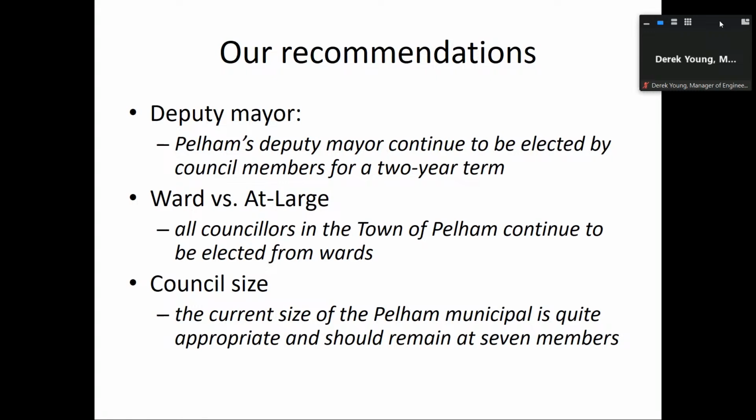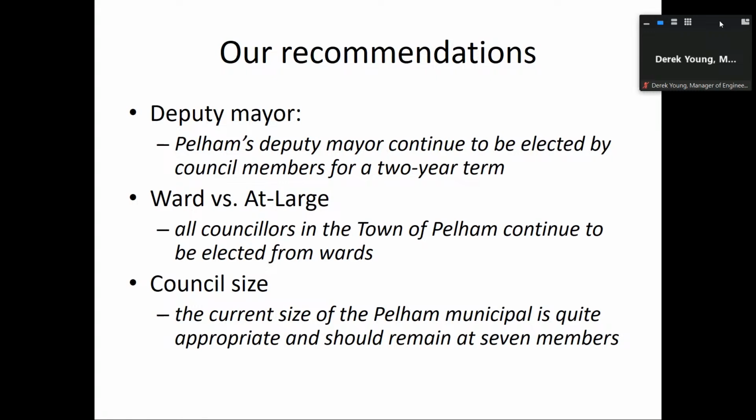On the second, ward versus at large, there was very little support in any of our interviews or consultations for changing from the existing ward structure to an at-large structure. So we recommend that all councillors in Pelham continue to be elected from wards.